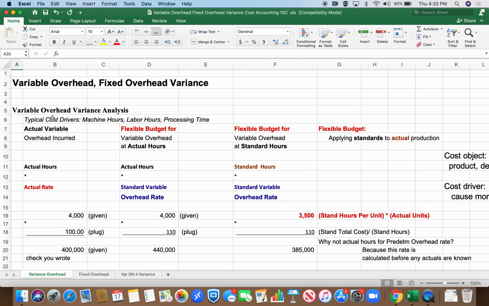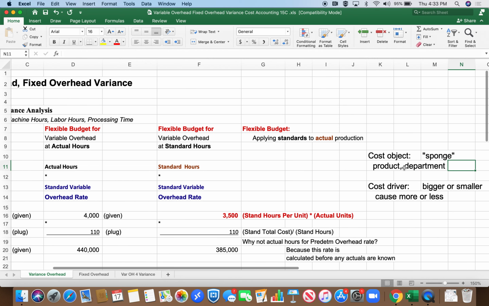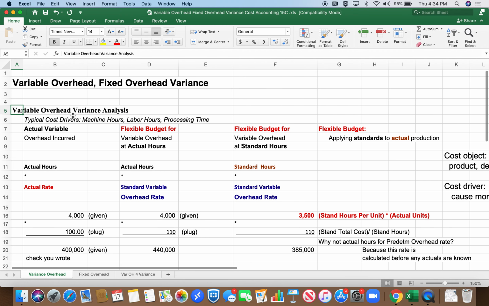Overhead is allocated. It can't be directly traced to a product or service. So the question is, how do we allocate it? Well, based on a cost driver. And what I've got over here to the right is, you can think of a cost object as a sponge that is absorbing costs. So it's a product or a department or a certain activity. The cost driver makes your costs bigger or smaller. So what is driving your cost? Well, if we go back to the left, typical cost drivers are machine hours, labor hours, or processing time.